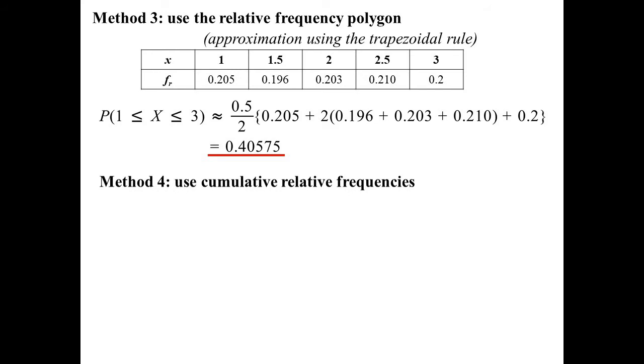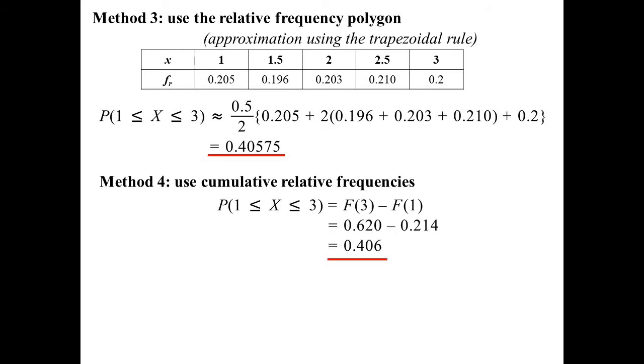I could use the cumulative relative frequencies. So I could say, what's F(3) minus F(1)? Going back to the cumulative ones, up to 3 we had 0.620, minus up to 1, which is 0.214, and again we get 0.406. So there are all sorts of ways we could work this out.